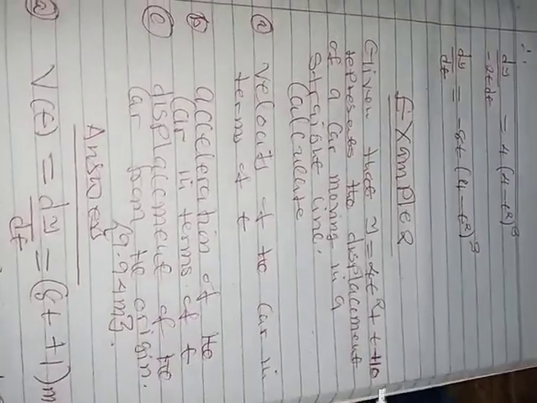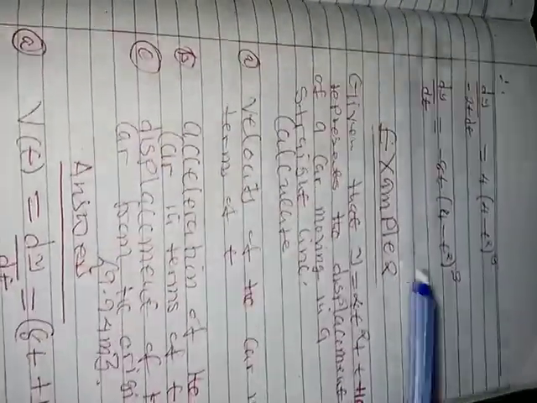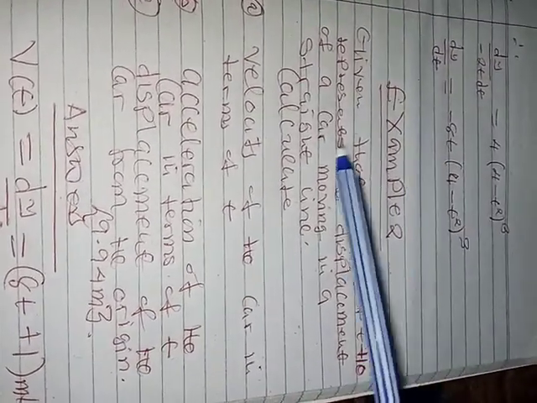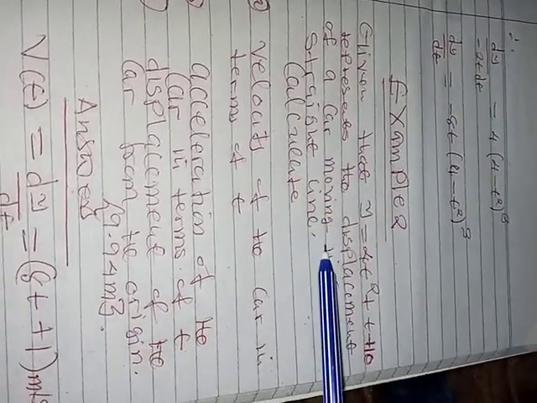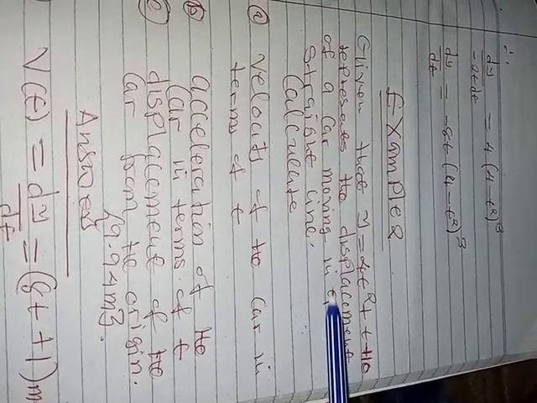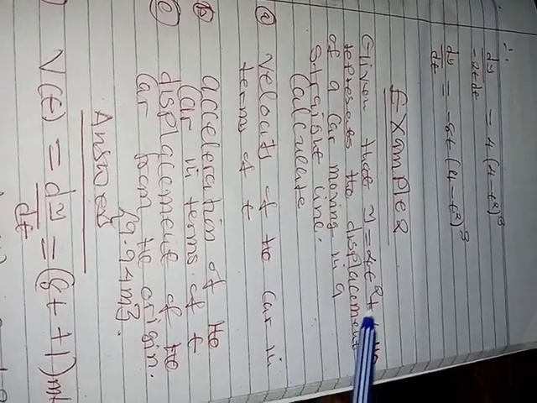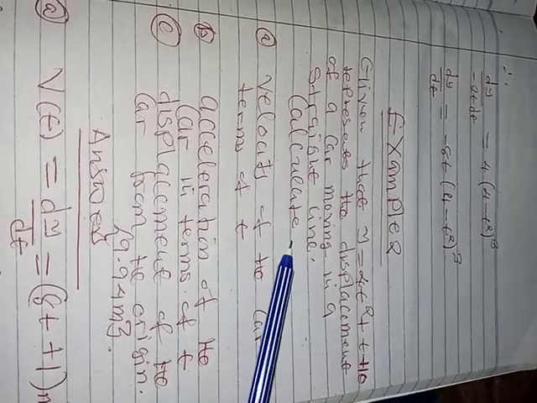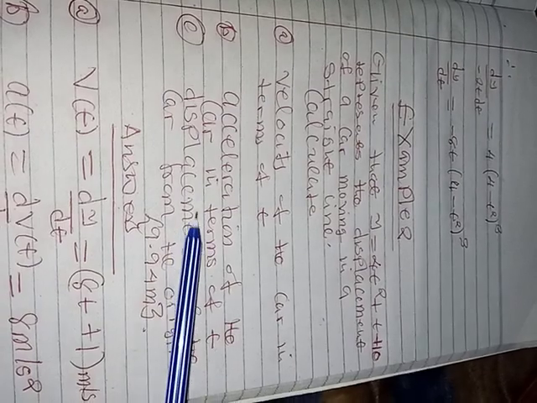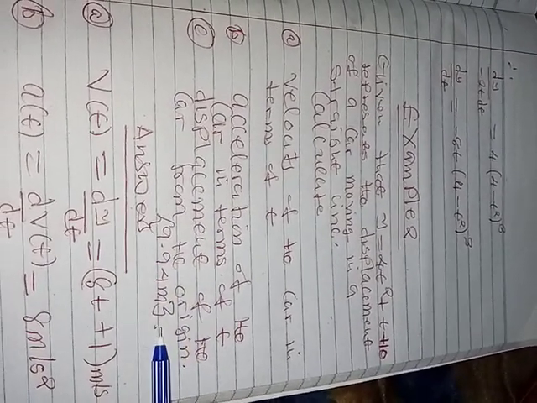Now, in your case, you will not be asked to do all those kinds of things, but you need those principles for you to answer some questions. For instance, if you are given a question to say, given that y is equal to 4t^2 + t + 10 represents the displacement of a car moving in a straight line, where t is time in seconds. Calculate the velocity of the car in terms of t, the acceleration of the car in terms of t, and the displacement of the car from the origin.